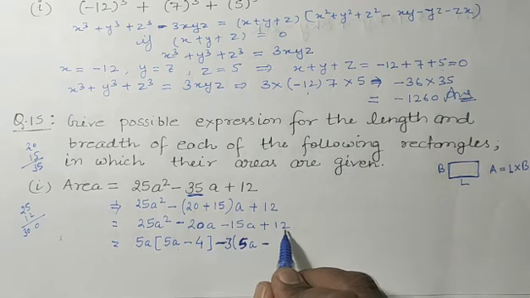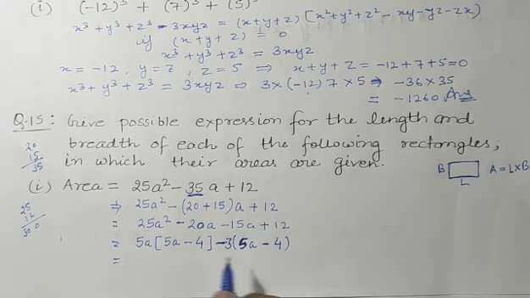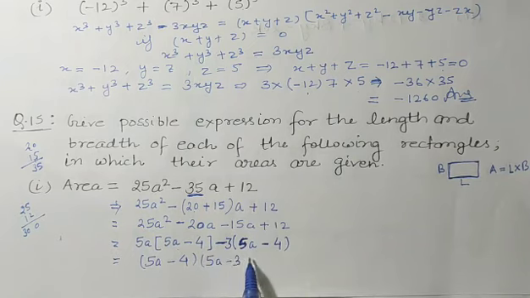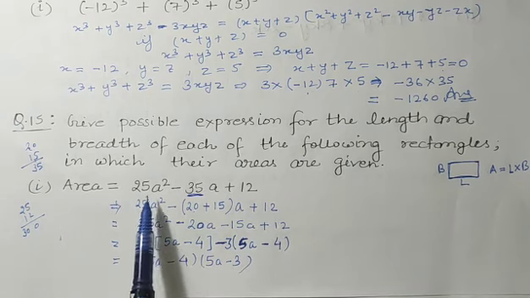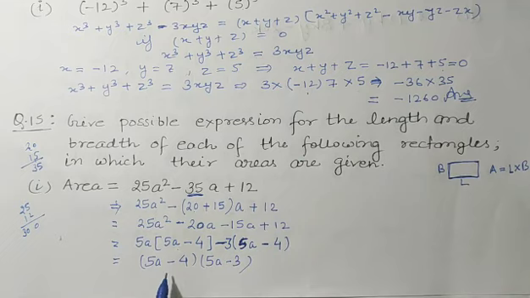If you take common 3 from 12, it will be 3 4s are 12, right? So it will be minus 4. Now 5a minus 4 is common in this step, so what will be left? 5a minus 3. So students, the area was given 25a square minus 35a plus 12, and we have factorized it, and after factorizing it we can see that we have two factors, 5a minus 4 and 5a minus 3.